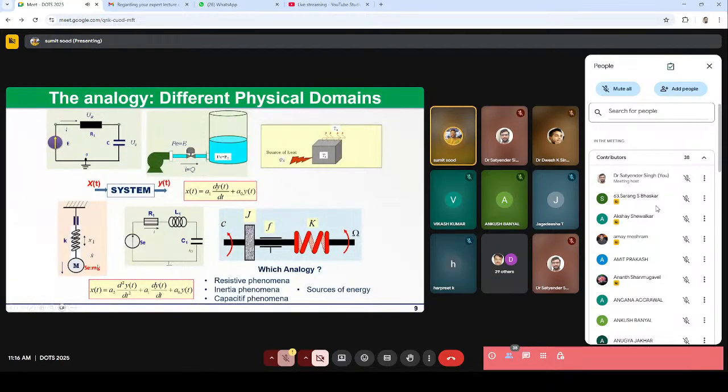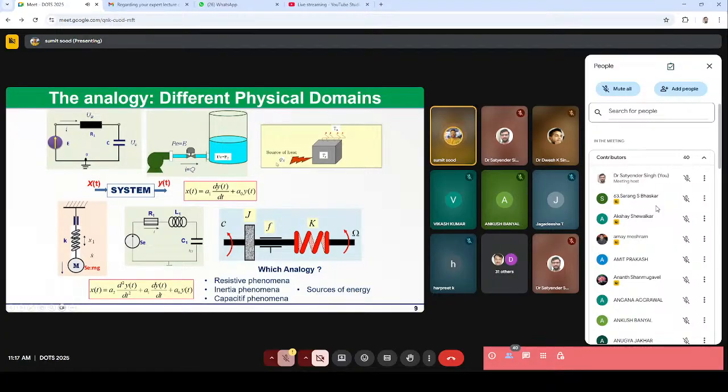So before going further, let's take a look at simple examples from different physical domains. The first one is an example from the electric domain, in which there is a resistor, a capacitor, and a voltage source, connected to the ground. The second one is an example of a fluidic domain, in which there is a pump and a valve that is used to fill a cylinder.